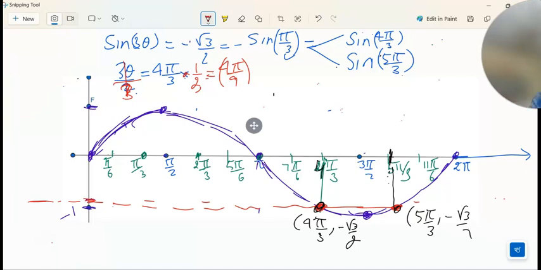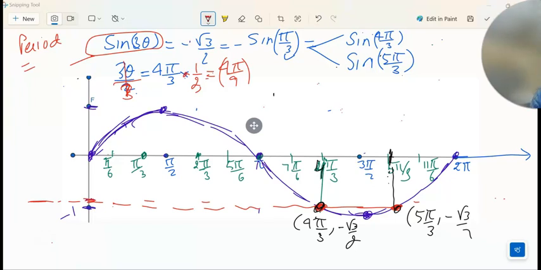Now, the good thing is we also have to know what this is, right? Sine 3 theta. When you have sine 3 theta, what is the period here? There's a lot of information here. So the period of sine 3 theta. The period is the cycle.